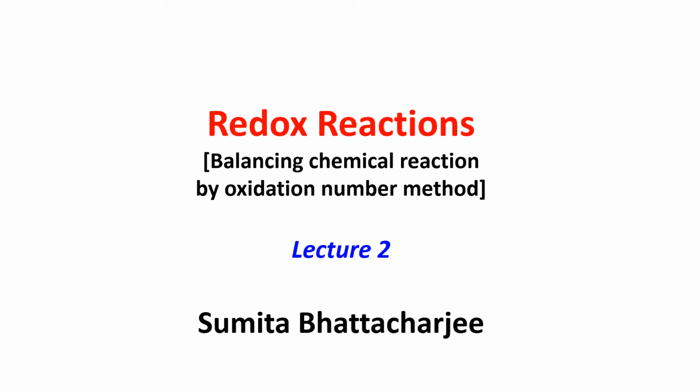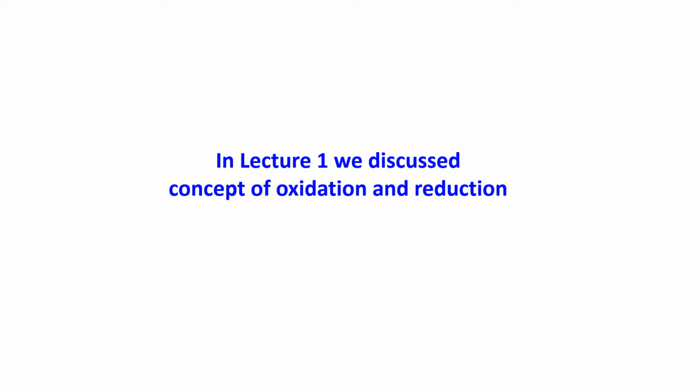Now in redox reaction, we will do balancing of chemical reaction. For balancing of chemical reaction, there are two methods: one by oxidation number method and another by ion electron method. In this lecture, we will do balancing chemical reaction by oxidation number method. In lecture 1, we have discussed the concept of oxidation and reduction.